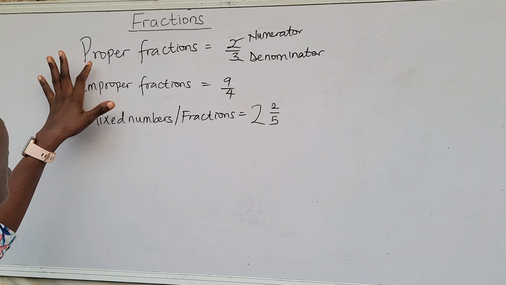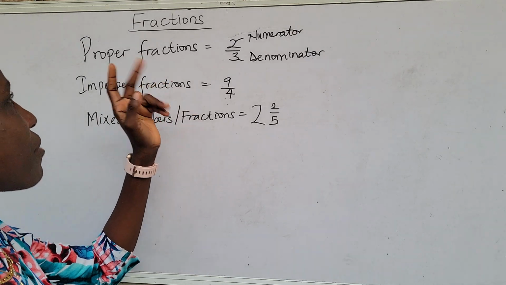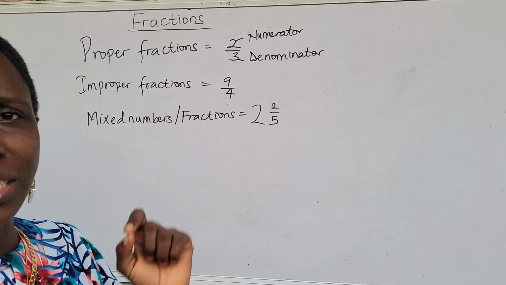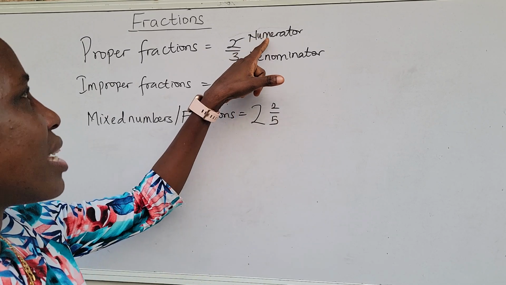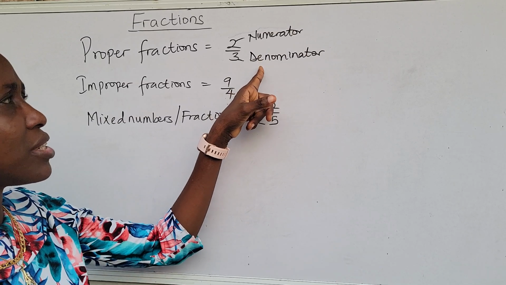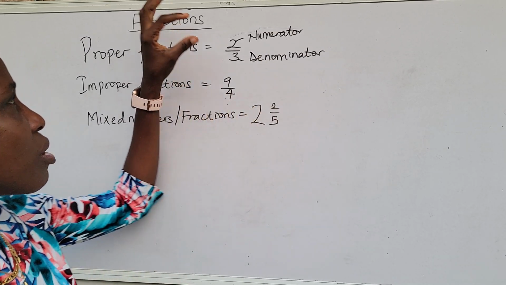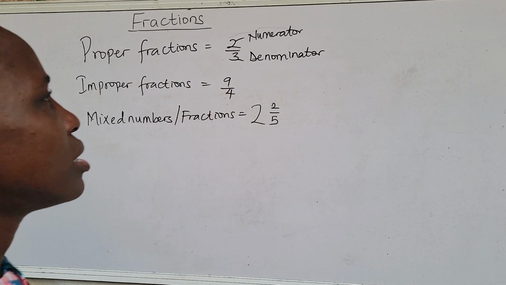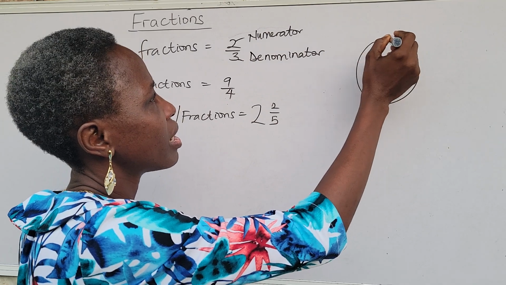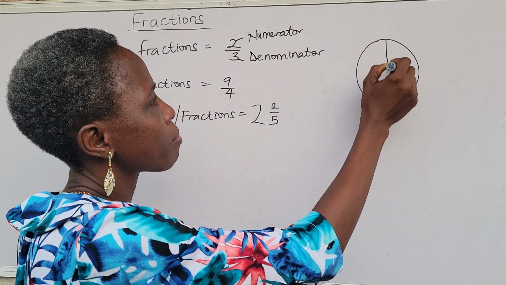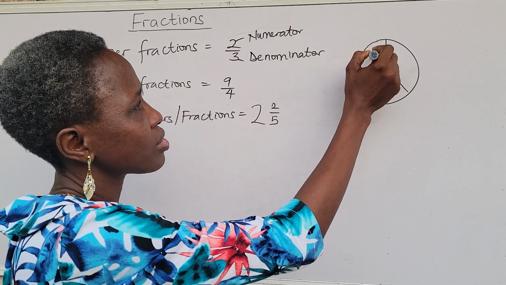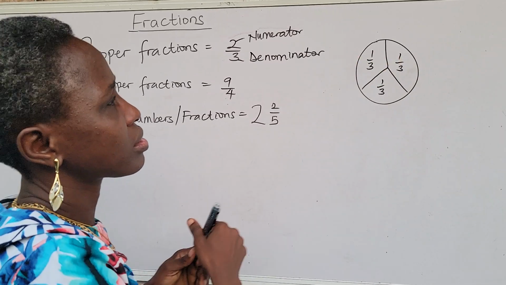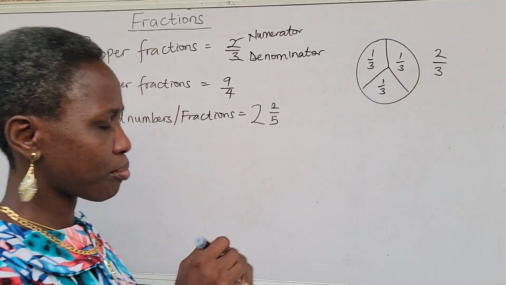As seen on my board, I have the proper fraction. This is a type of fraction where the numerator is smaller than the denominator. We have the numerator as the number at the top, and the denominator as the number at the bottom. This fraction means 2 out of 3. It means a particular whole is divided into 3 parts, each 1 over 3. So we have 2 parts out of 3. This is a proper fraction.